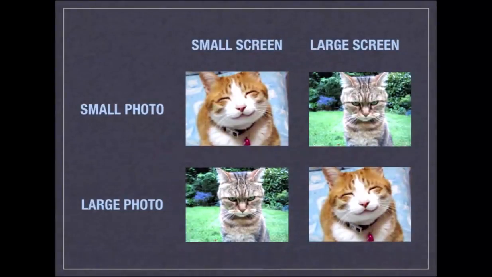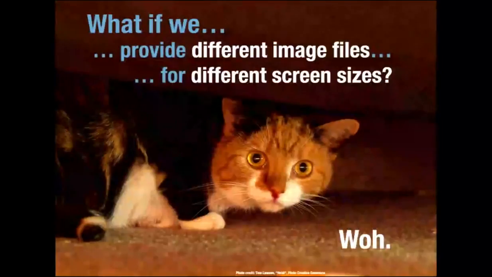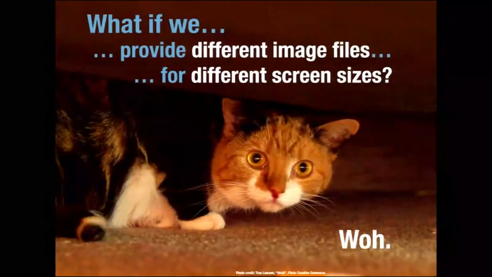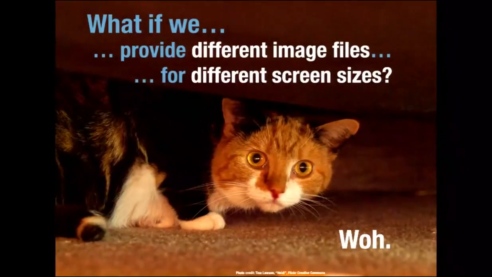So how do we solve this? And the answer is, what if, let's just think about this, blows your mind, right? What if we could provide a different image file for a different device, and each one was appropriately sized so that it looked cute, but also downloaded quickly? That would be fantastic, right?